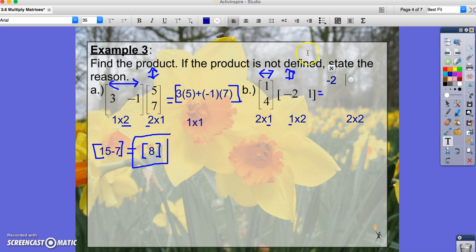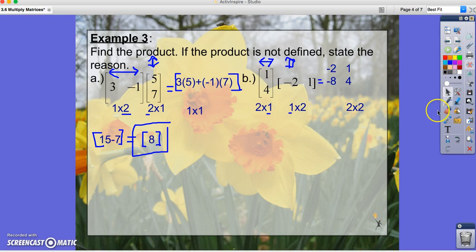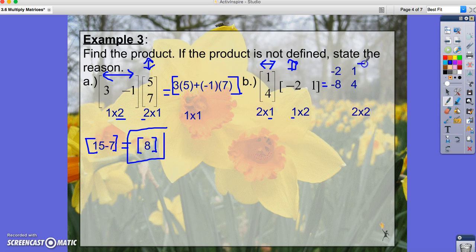So I stay with my row. I move over a column. I always move over my columns first. That's my pattern here. So I'm going to do 1 times 1, which is just 1. Go down a row to this column and this one. 4 times -2 is -8. Then 4 times 1 is 4. And this is my 2 by 2.